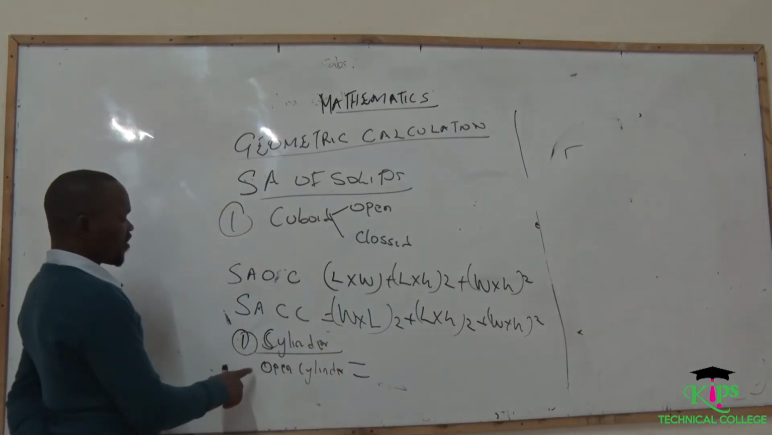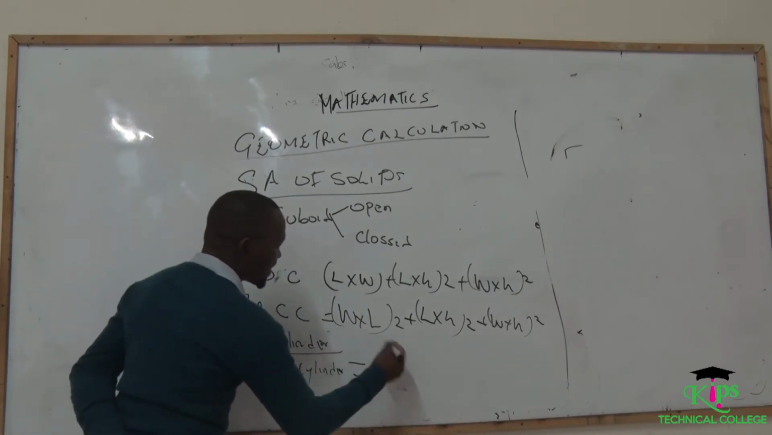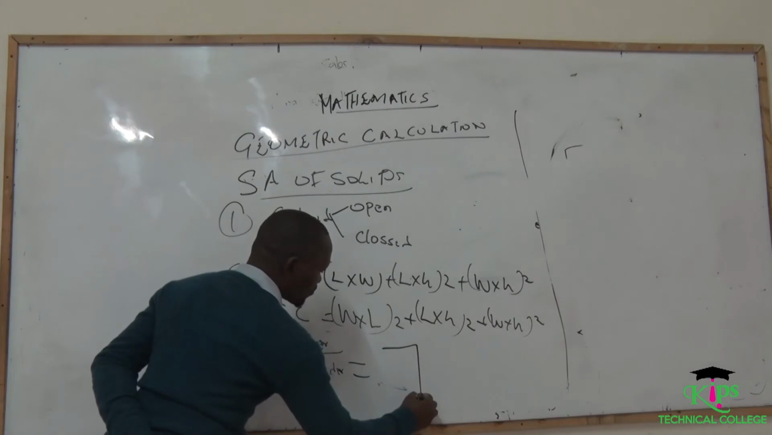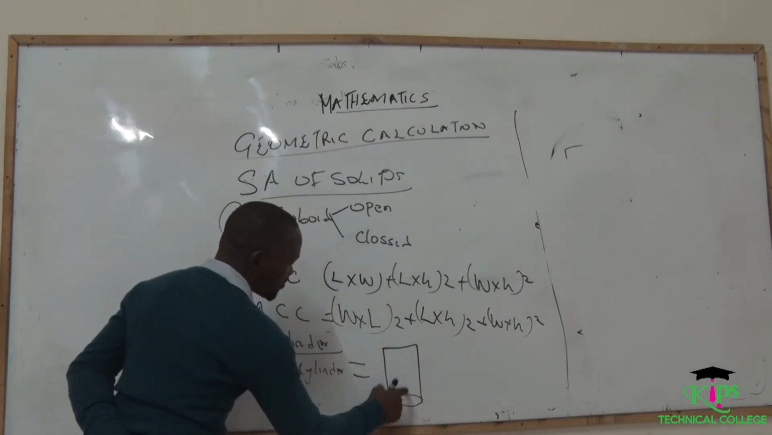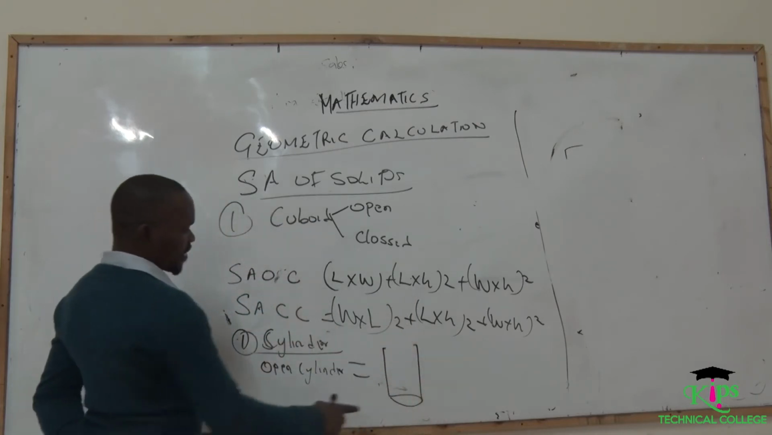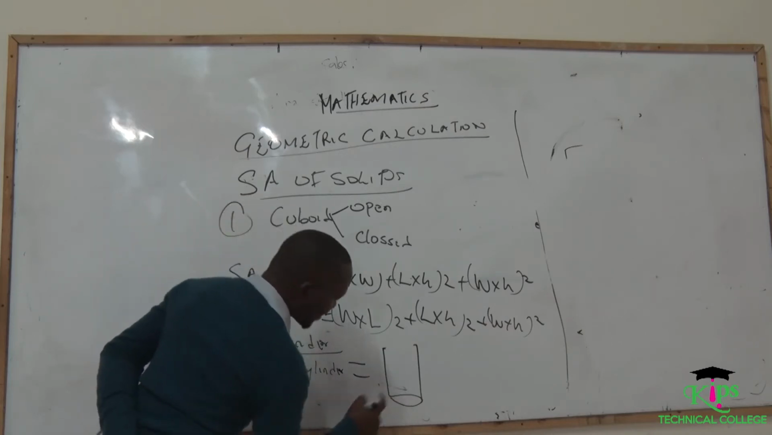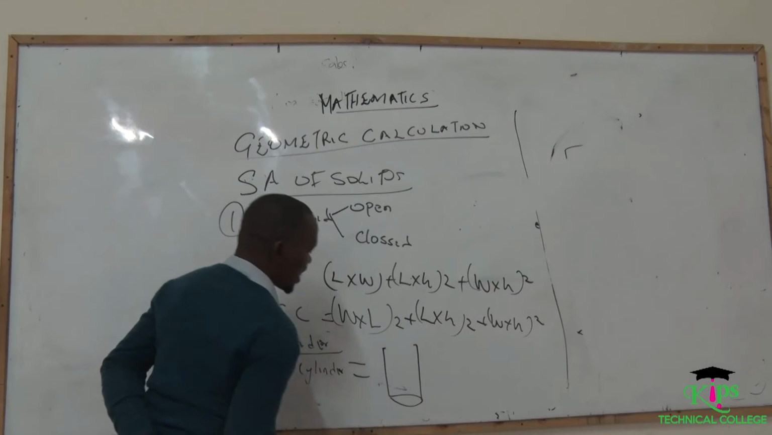So for us to get the surface area for an open cylinder, we'll get the area. Let me show you how the cylinder looks like. This is the cylinder. We have the bottom, the closed surface, and the top is open. We have to get the area of the bottom, the cross-sectional area, which is circular. Then we get the area of the curve.